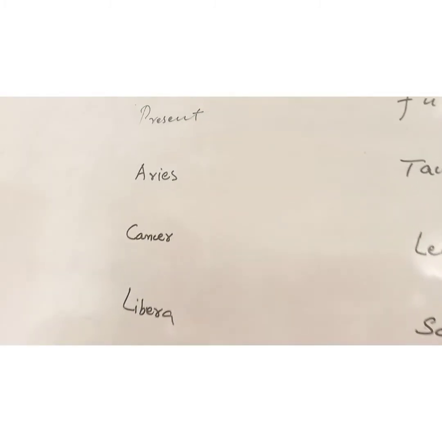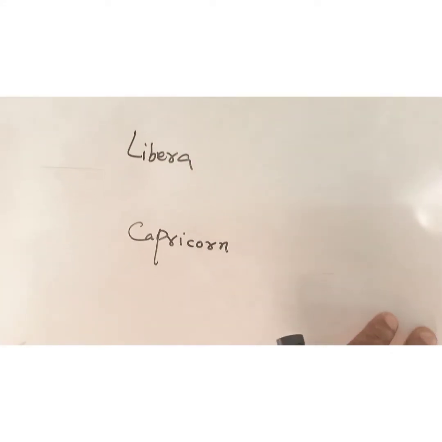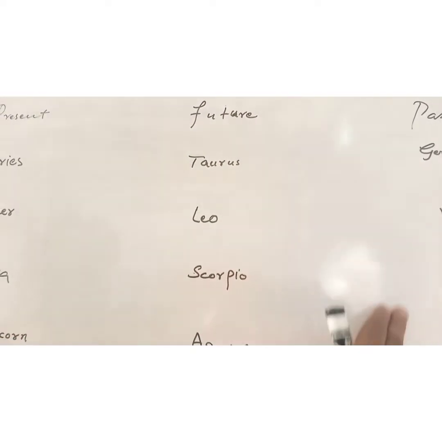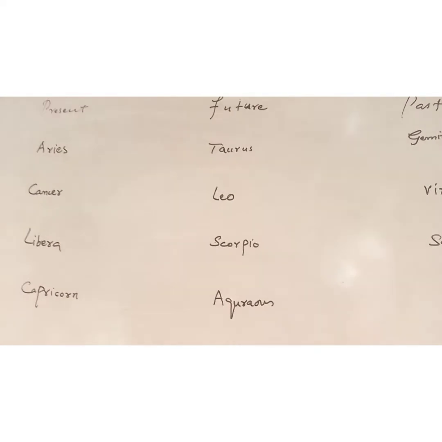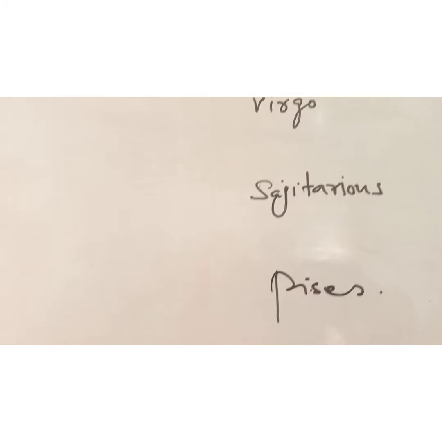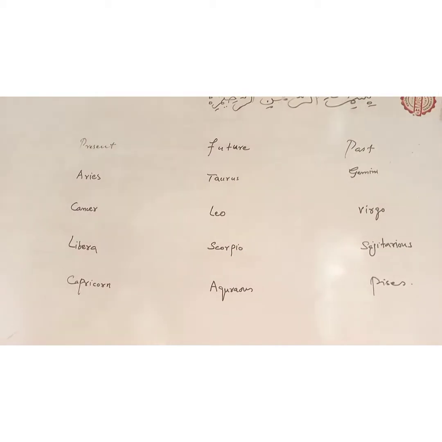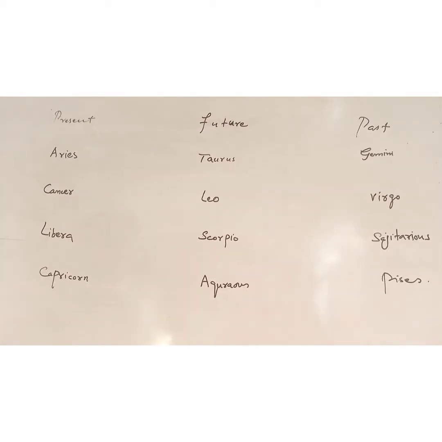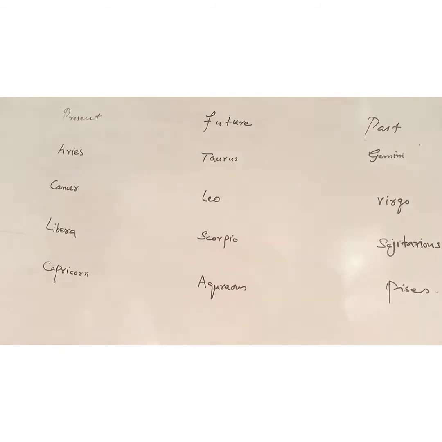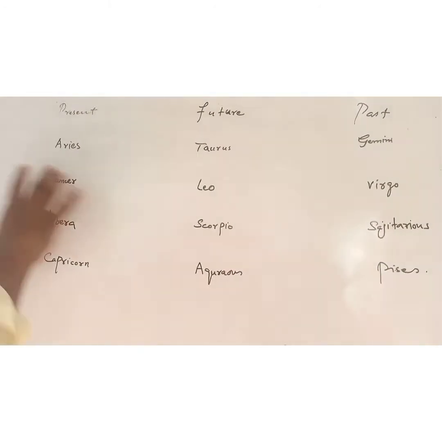These zodiacal signs belong to present tense. These zodiacal signs belong to future tense, and these zodiacal signs belong to past tense. And this division helps astrologers to predict yearly or periodic birth charts. When they make them, they use this formula.